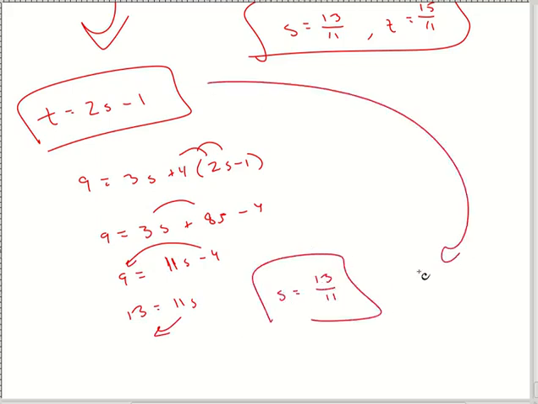Then you can take this and plug it in here and blah blah blah. T is equal to your 15/11 again. So there you go. You can do it the long way. That's totally fine. Either way is acceptable. So that's the end of this section.